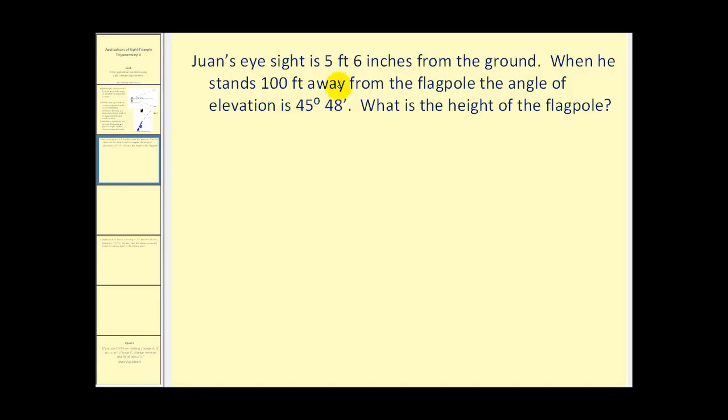Juan's eyesight is 5 feet 6 inches from the ground. When he stands 100 feet away from the flagpole, the angle of elevation is 45 degrees 48 minutes. What is the height of the flagpole? So let's go ahead and sketch what's happening here. If this is Juan, then let's call this the line of sight. This would be 5 feet 6 inches. Let's convert this to a decimal. So this would be 5.5 feet.